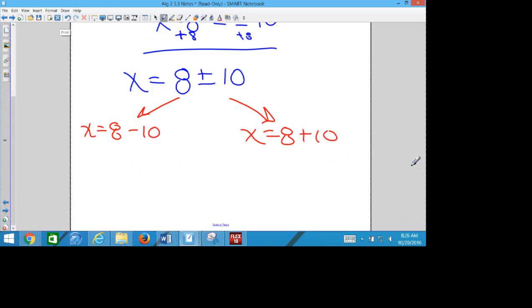It doesn't matter which one you write first. I just put the minus first. Usually it ends up being the first one in our answer, but it doesn't matter. You can put plus first. You just have to have one of each, and that equals a -2 or an 18.